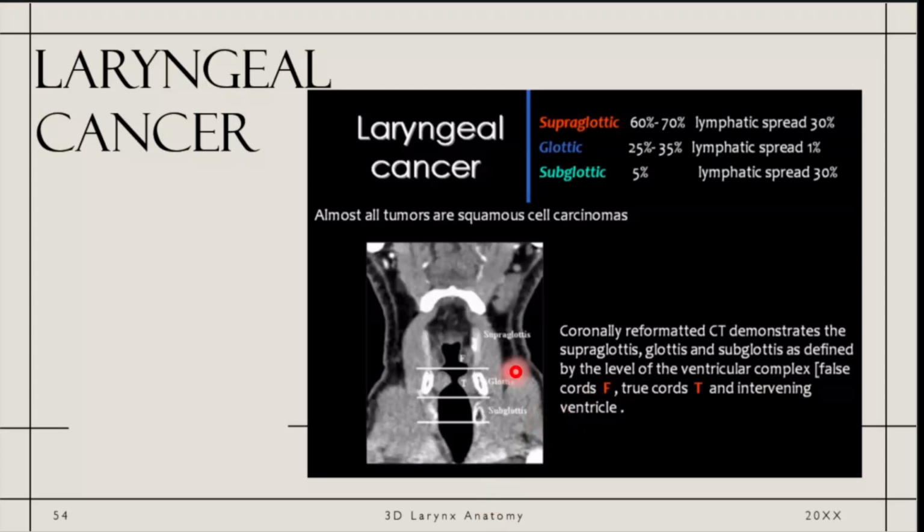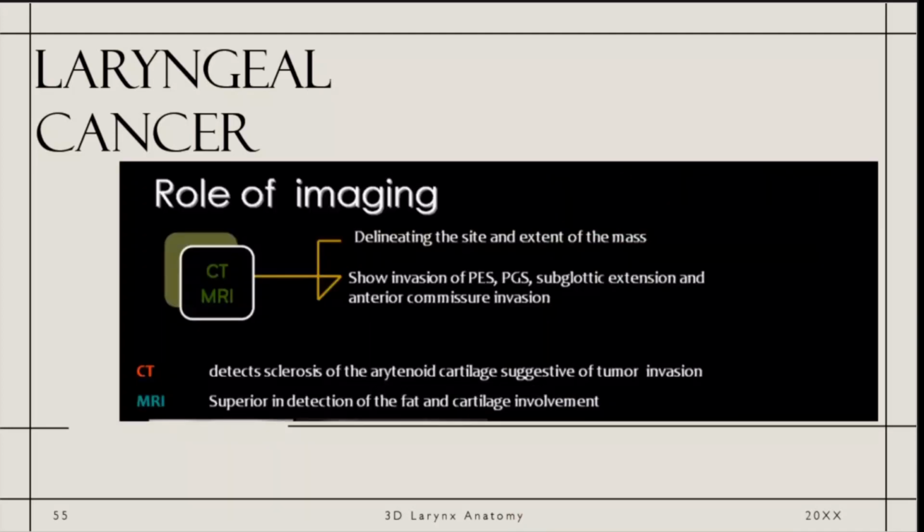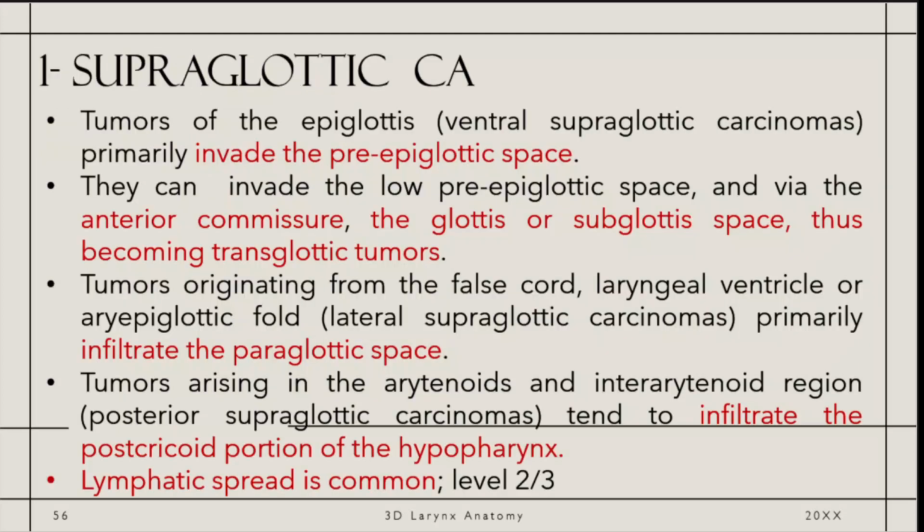As we said, we have the supraglottic and the subglottic and the glottic cancer and the levels that we spoke about. The role of imaging is to delineate the site and extension of the mass, and show the invasion of the epiglottic space, paraglottic space, and so on. A word or two about the three different types of laryngeal cancer.